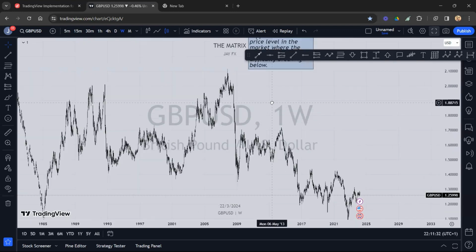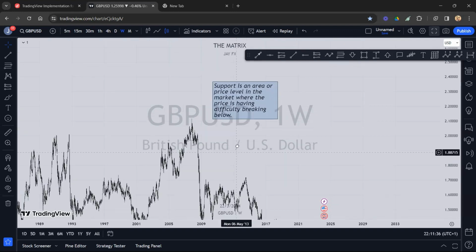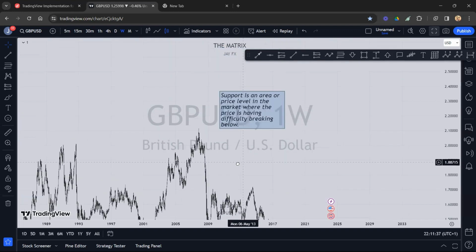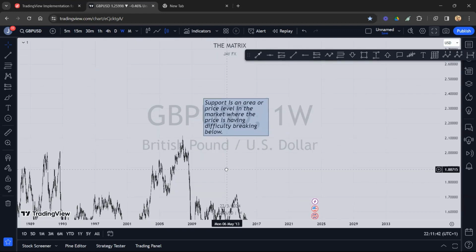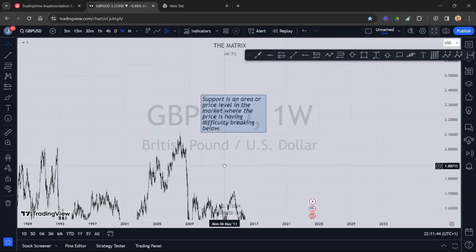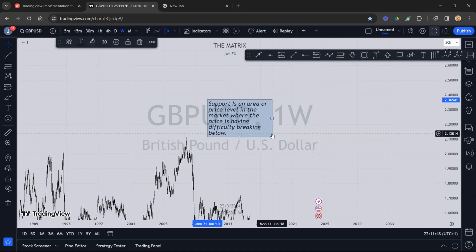So it's just like you're having support from reaching your all time low. Probably your support may be from a family member or a friend. The same is true of support in the market. Support is just an area in the market where price is having difficulty breaking below that price area.